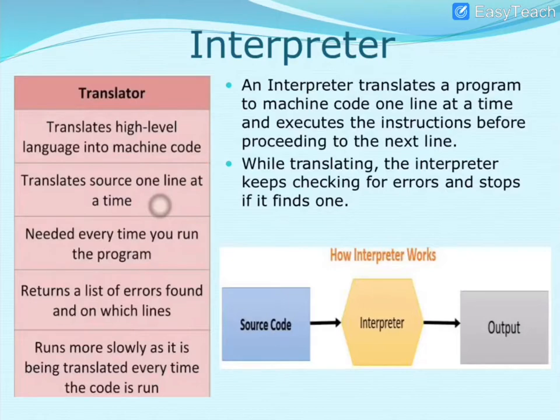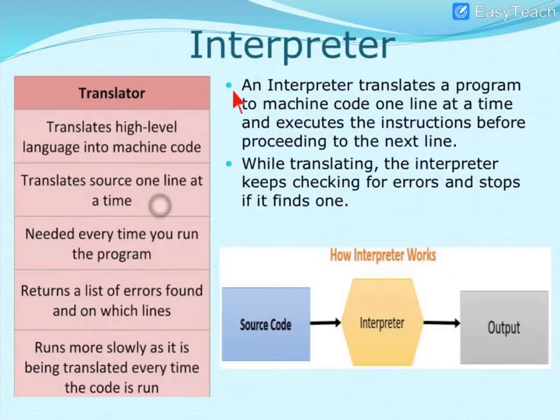So what happens is the interpreter reads the first line of the program, translates that first line into the machine code, and then executes it. When I say executes it, it means that whatever instruction we deliver to the computer in the line of code, that instruction is understood by the computer, and the computer follows that instruction and carries out the task that is written in the first line or the second line of code.